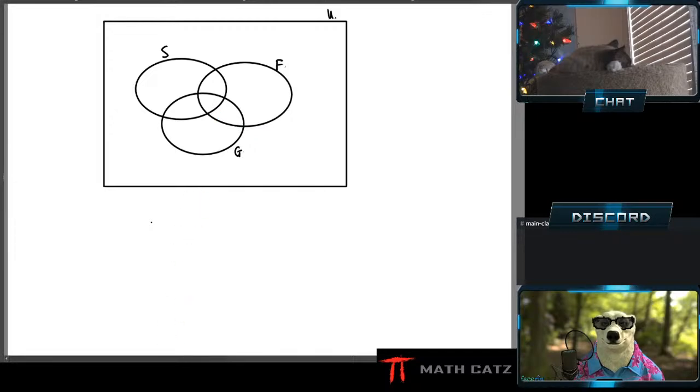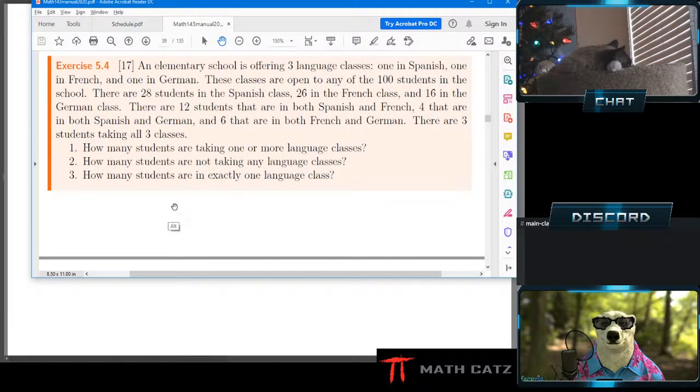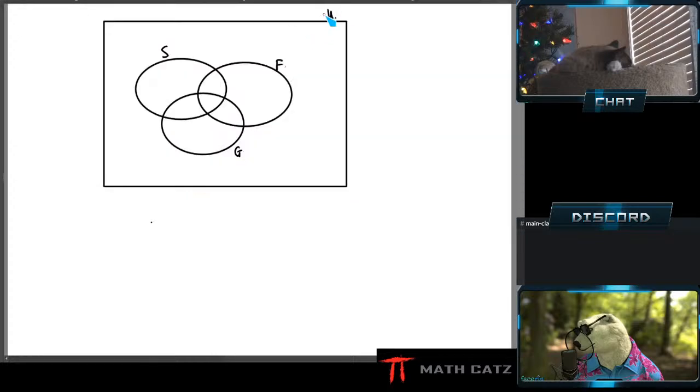Now, my next goal is to get information out. But there's no rule saying I have to do it from the top to the bottom. I want to put as much in my Venn diagram as possible as long as I get everything out eventually. They start by saying it's open to any of the 100 students in the school. So there are 100 students in the rectangle, the school.